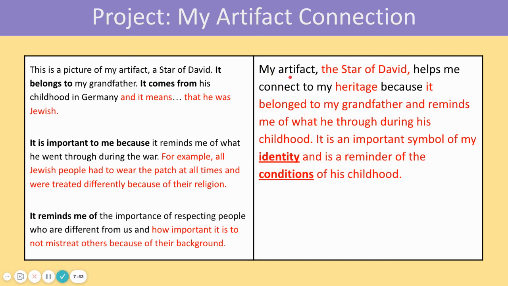My artifact, the Star of David, helps me connect to my heritage because it belonged to my grandfather and reminds me of what he went through during his childhood. It is an important symbol of my identity and is a reminder of the conditions of his childhood. So again, this is a short response explaining the connection, how the artifact connects. Does it connect to our background? Does it connect to our culture? Does it connect to our religion? Does it connect to our race? And how can we include our academic vocabulary words in our writing today?